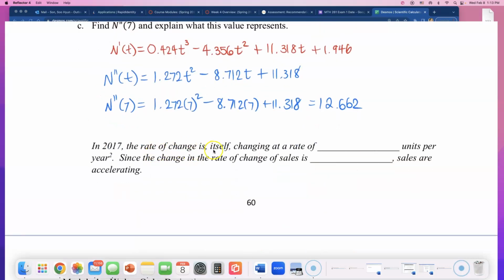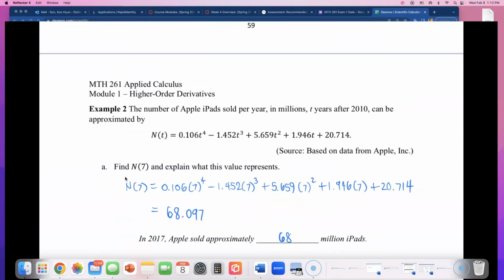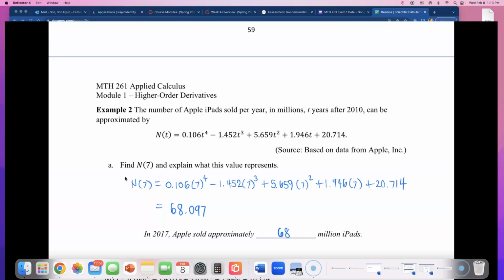The rate of change itself is changing at the rate of 12.662 million iPad units per year squared. Units squared, right? Since the change in the rate of change of sales is a positive number, sales are accelerating, which is good news for Apple. The sale of iPads is not only going up, but it's going up faster and faster. So that's how you can do this iPad selling problem on page 16. And this was again an application of the first and second derivative.